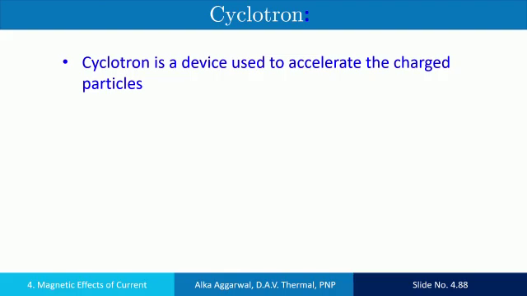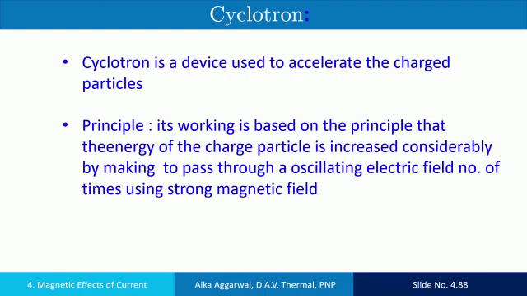The cyclotron uses both electric and magnetic fields in combination to increase the energy of the charged particles. The working of the cyclotron is based on the principle that the energy of a charged particle is increased considerably by making the ion pass through an oscillating electric field a number of times with the help of a strong magnetic field. An oscillating electric field is an electric field whose polarity changes at regular intervals of time.